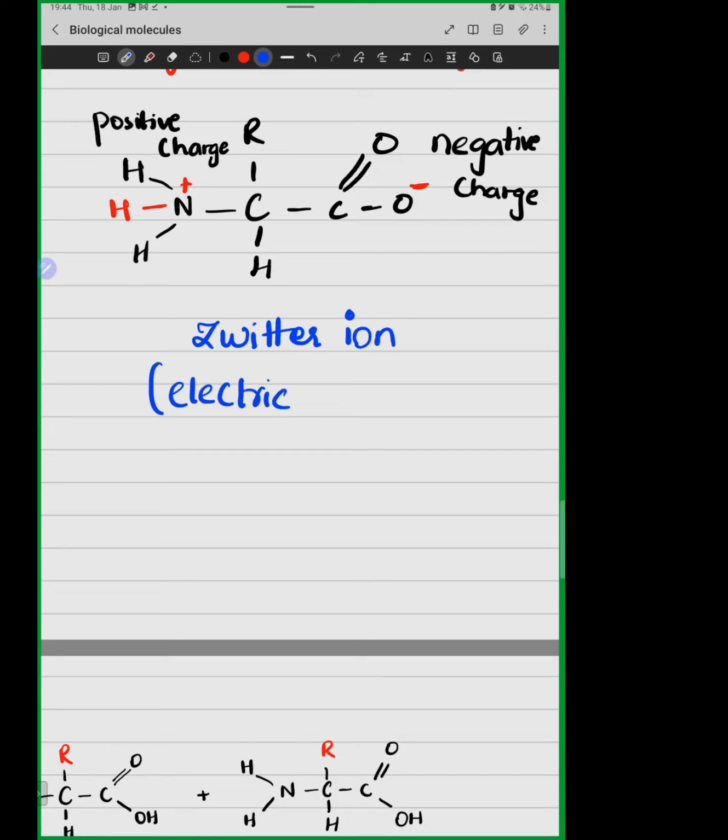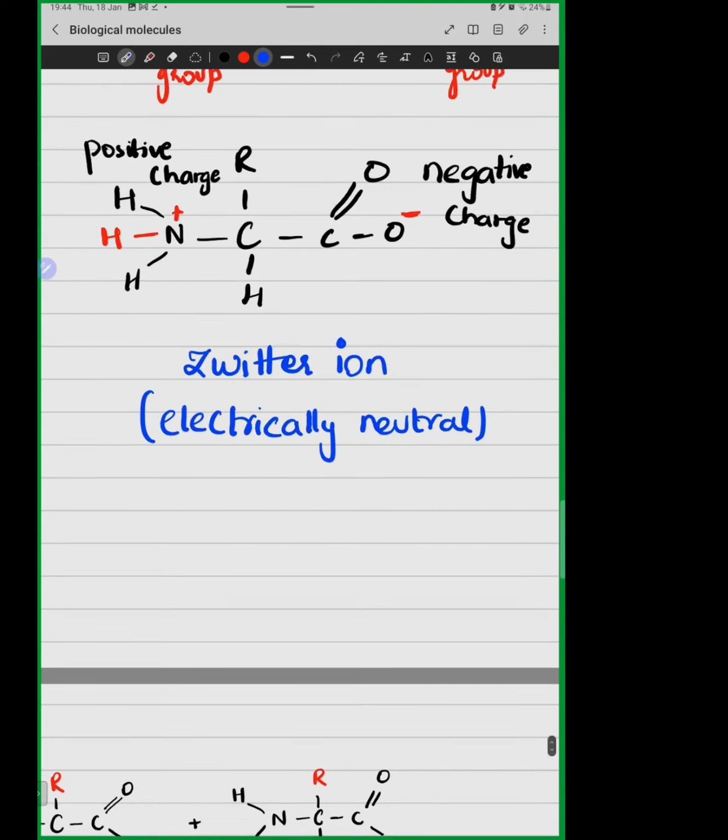And this is electrically neutral. This does not mean that the charges, the negative charges or the positive charges, do not exist. ज्विटर आयन में नेगेटिव चार्ज भी प्रेजेंट है, पॉजिटिव चार्ज भी प्रेजेंट है, but because they are equal in magnitude, they are cancelling the net effect of one another, and therefore we are calling them electrically neutral, but they would still be considered as an ion.